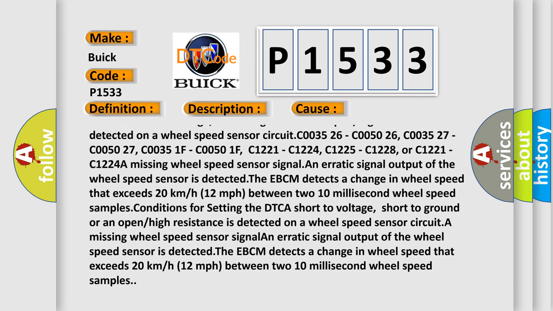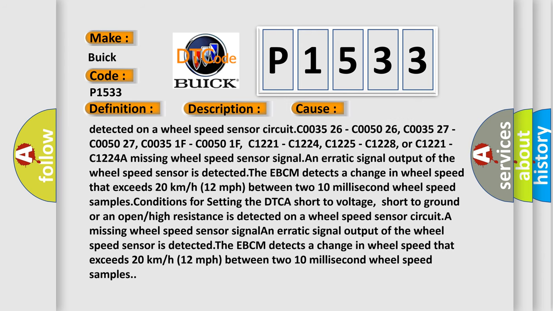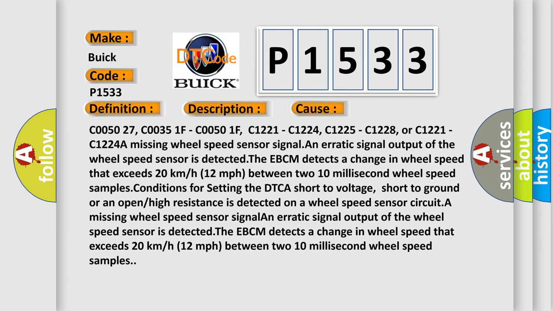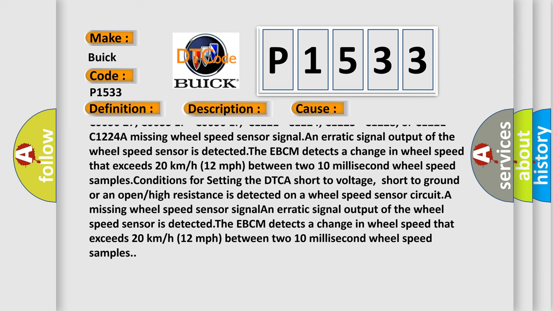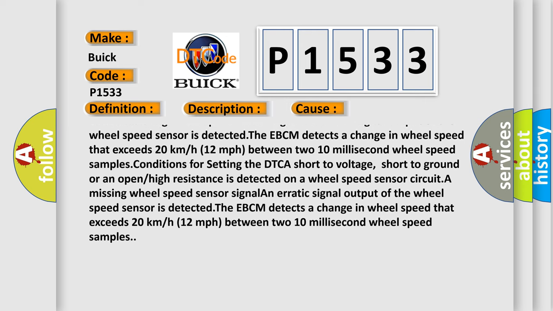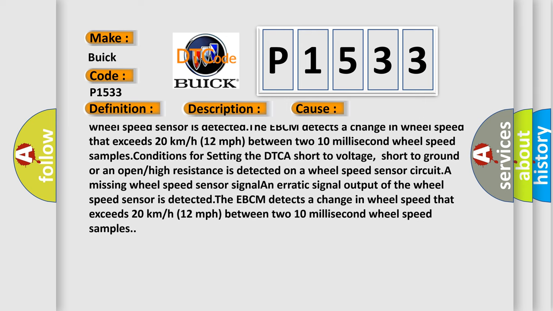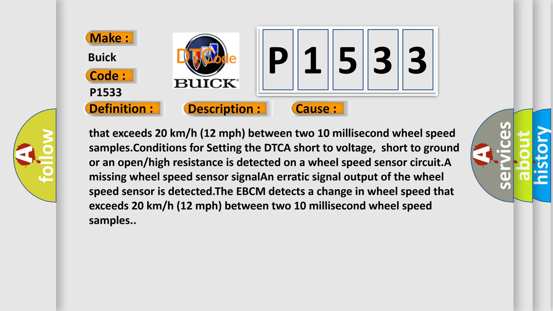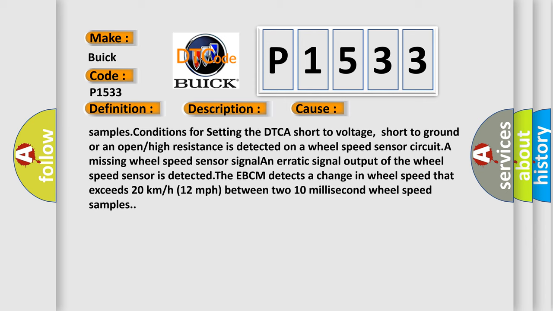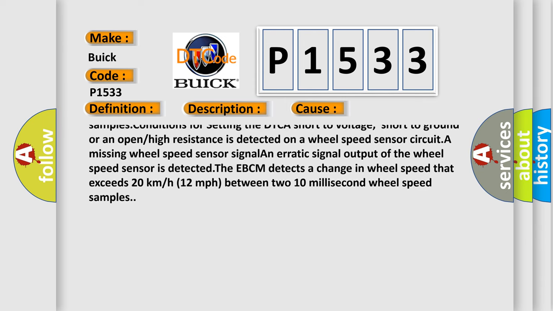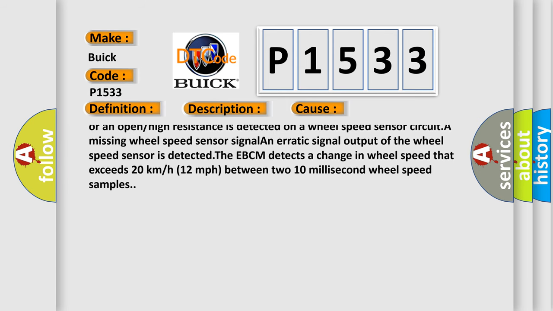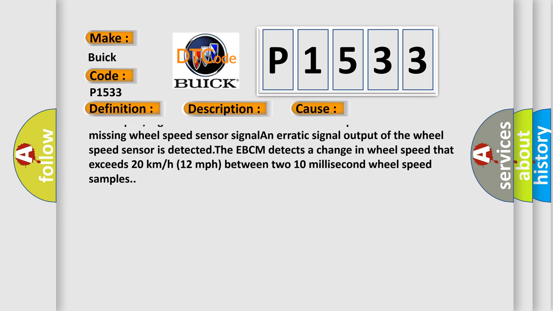C0035-26, C0050-26, C0035-27, C0050-27, C00351F, C00501F, C1221, C1224, C1225, C1228, or C1221, C1224. A missing wheel speed sensor signal and erratic signal output of the wheel speed sensor is detected. The EBCM detects a change in wheel speed that exceeds 20 km or 12 miles per hour between two 10 millisecond wheel speed samples.